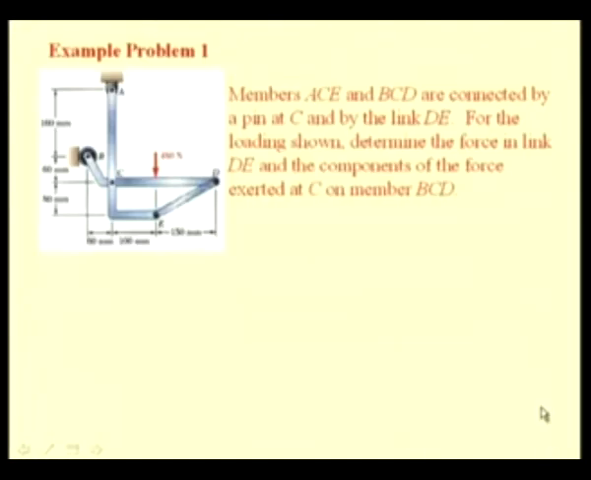Let us see an example of how to analyze frames. Here you see a frame consisting of members ACE, ED and BCD connected by pins at A, C, E and D. This frame is supported by a pin at A and a roller at B.